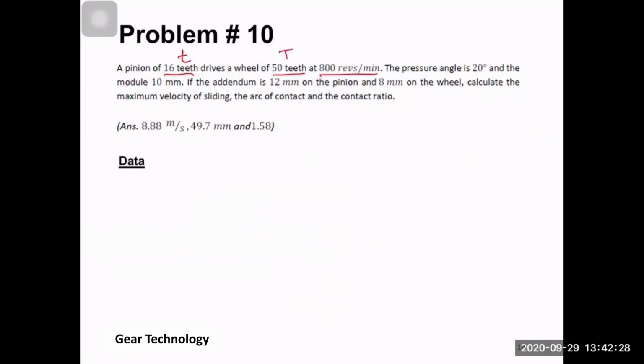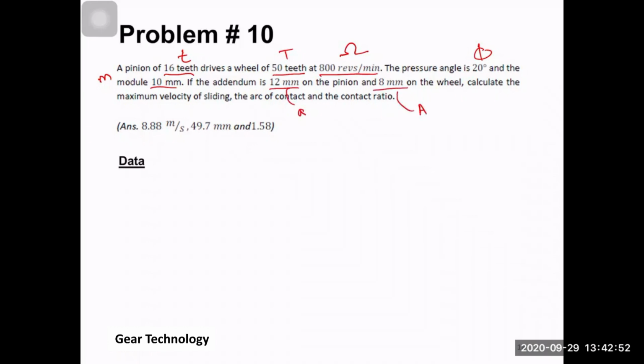The RPM here for the gear is given as well as 800. The pressure angle phi is given as 20. And the module here is given as 10 millimeter. If the addendum is 12 millimeter, remember, for the pinion, so this is small a, and 8 millimeter for the gear, or the wheel. So this is capital A.